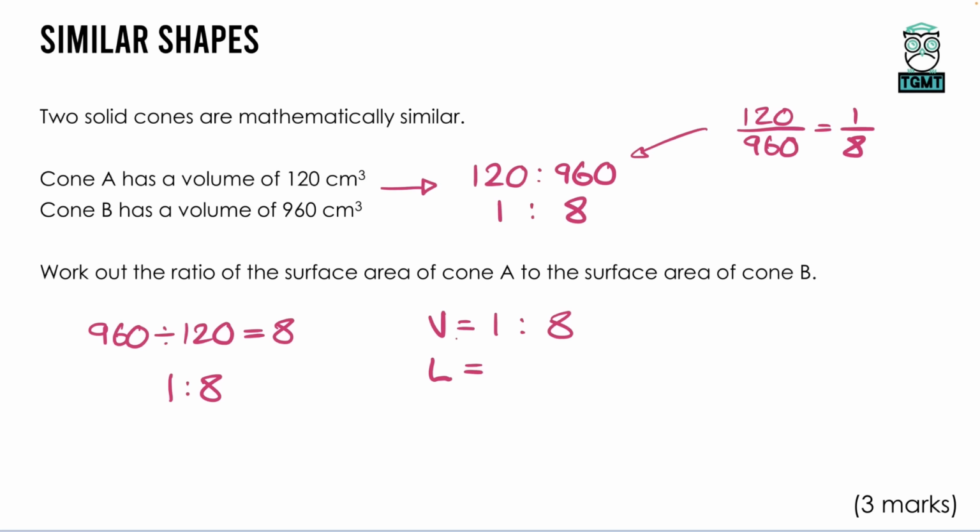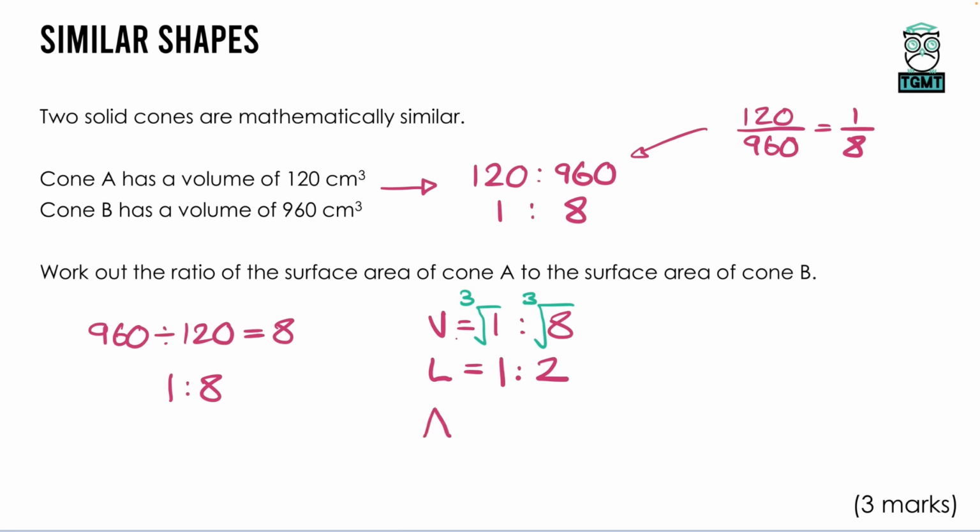Now to do that, to move between length and volume, you either cube or cube root. We're going down, so we need to cube root these numbers. And when we cube root the numbers, 1 is always going to stay as 1, and the cube root of 8 is 2. So this means the lengths are in the ratio 1 to 2.